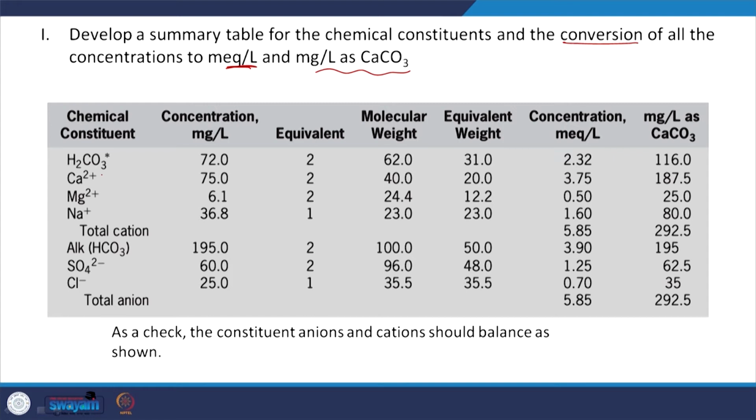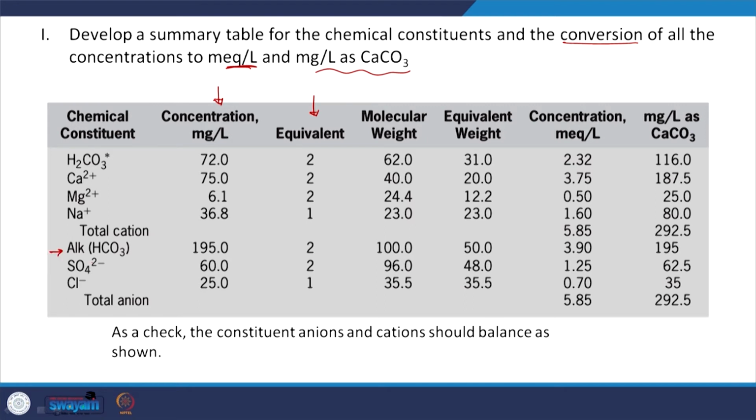So what is the aspect here? In the first column, we have the chemicals or the compounds. Here the concentration in milligram per liter, which was given earlier. And then the equivalents. This is with respect to charge: H2CO3, 2H+ or CO3 2-. So equivalent is 2. Ca2+, 2 charge, equivalent is 2. Similarly for everything out here, I guess, right? So let's move on here. So then here we get the molecular weight and so on and so forth.